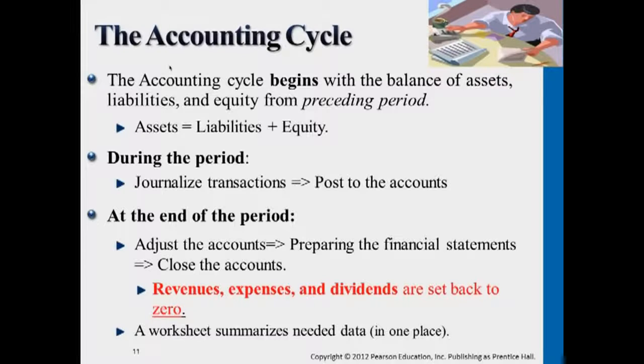But revenue, expenses, and dividends, by their nature, are part of retained earnings. So later on, we just transfer the information to the retained earnings account. That is an account that holds all the net income information. Then we just set these back to 0.